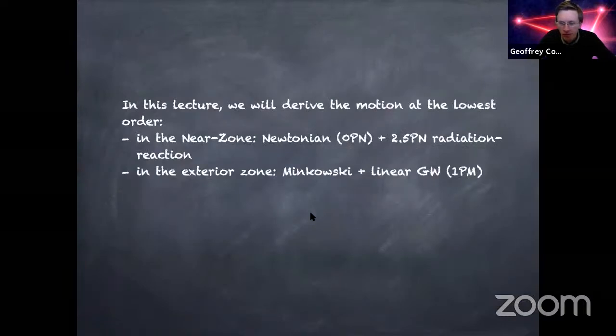So in this lecture, we will derive the motion at the lowest order. In the near zone, we will use Newtonian theory with the radiation reaction, which, as we will see, is a 2.5 post-Newtonian effect. I will explain that later on. And in the exterior zone, it will be just Minkowski with linear gravitational waves, which means it's post-Minkowskian at first order, 1 PM.